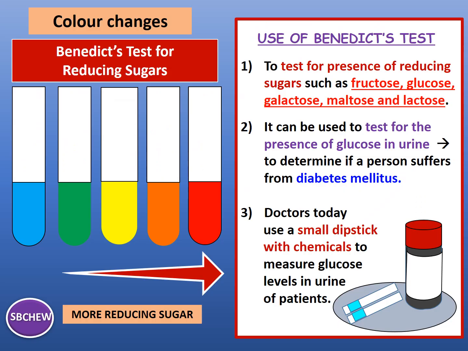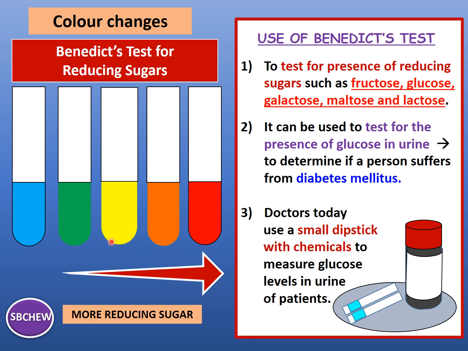Let's look at the color changes in the Benedict's test for reducing sugars. If we were to mix some reducing sugars with the Benedict's solution in the test tube and heat it up, at first we will see that the color of the solution is blue due to the copper sulfate in the Benedict's solution. As we heat it up, it will change from green to yellow to orange to brick red.